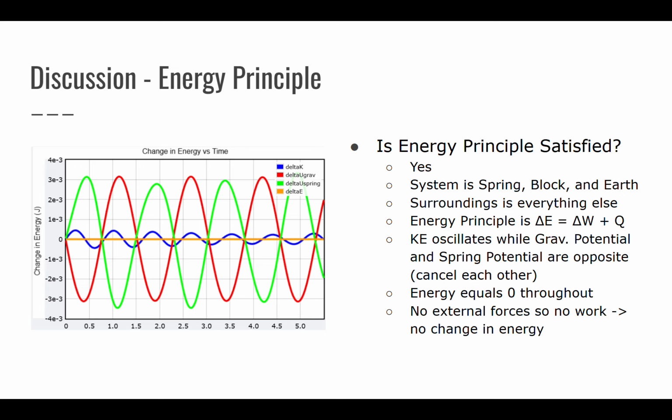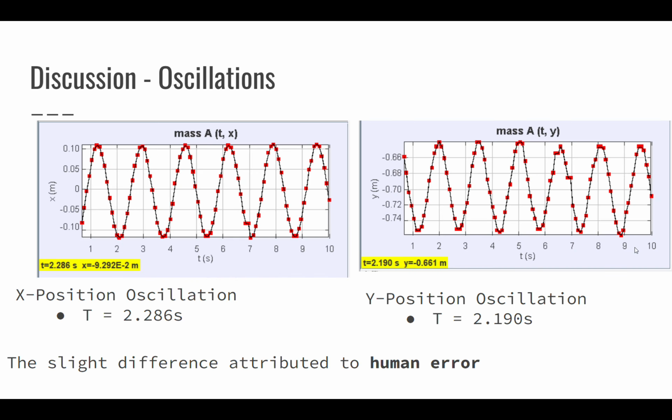And as I mentioned before, the kinetic energy oscillates, while the gravitational potential and spring potential are essentially vice versa of each other, so they will cancel out. And this makes energy equal 0.